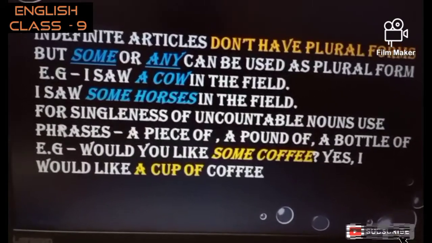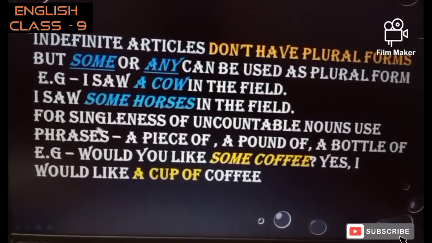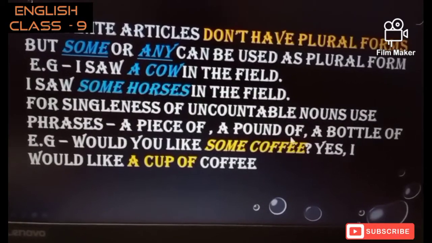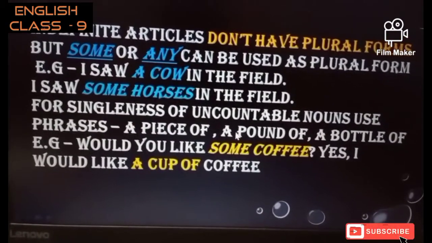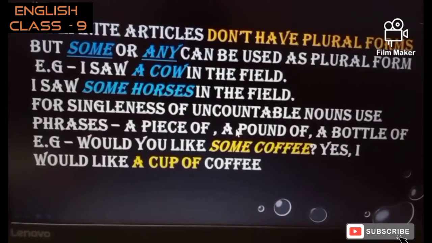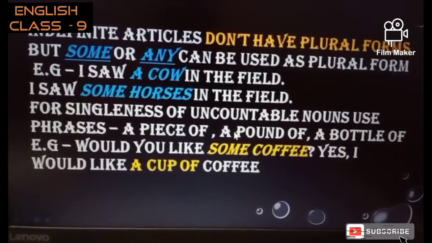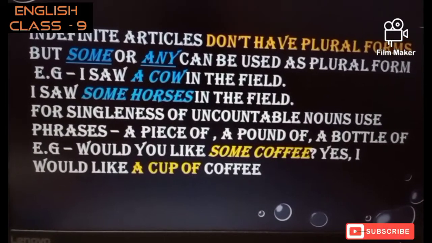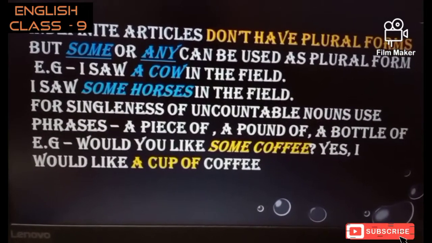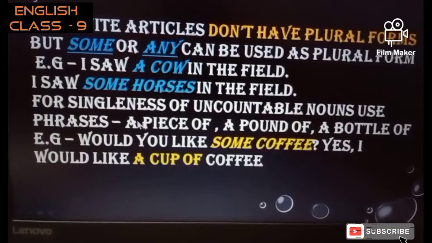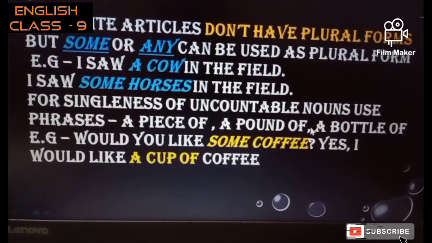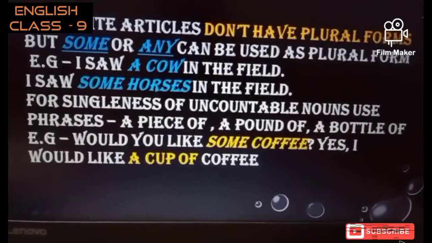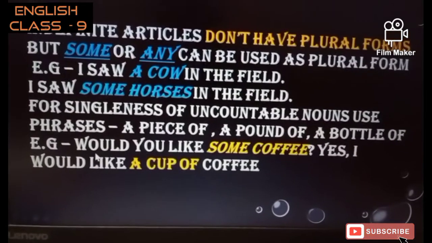And the last usage where we should not use the articles is for singleness of uncountable nouns, use phrases like a piece of, a pound of, a bottle of. There are so many uncountable nouns, and as we have already discussed, we cannot use the indefinite articles before the uncountable nouns. But suppose you want to put them as a single idea, with that single idea we can use these phrases, just like a piece of, a pound of, a bottle of, and then we can make use of indefinite articles there. Just try to understand better with the help of this given example.